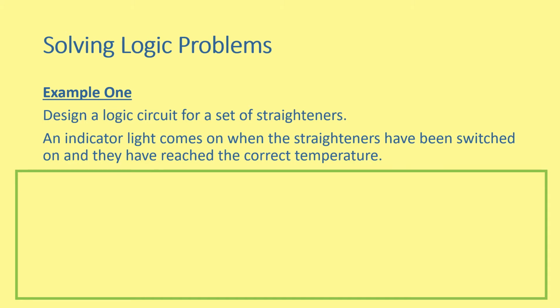So, if we want the hair straighteners to show an indicator light if they're switched on and the temperature is high enough, we need 2 inputs, don't we? One of them is just a simple switch. That's our first input. And the second is going to be a temperature sensor.